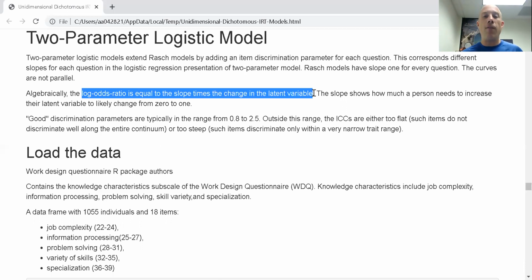Now, if it's a very, very small number, then it's going to be a very shallow curve. It's not going to be increasing very quickly anywhere. And that means that it would take a lot of improvement in ability to get a substantial increase in the probability of being correct.